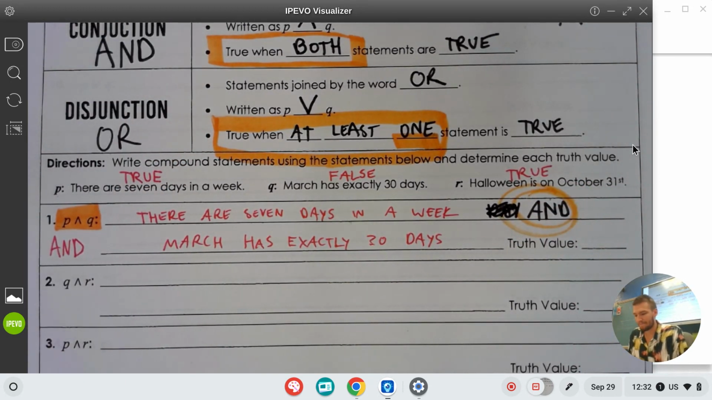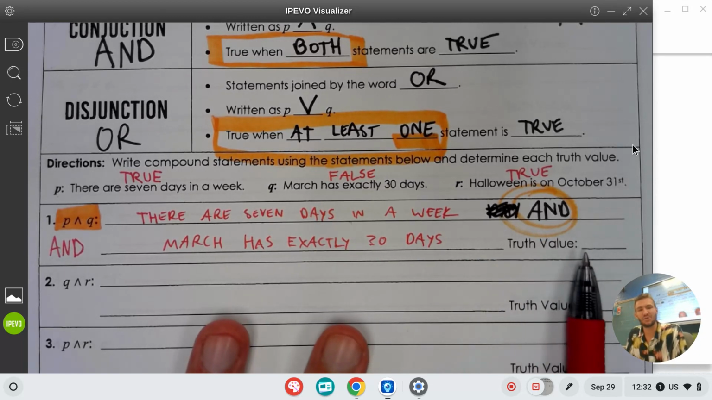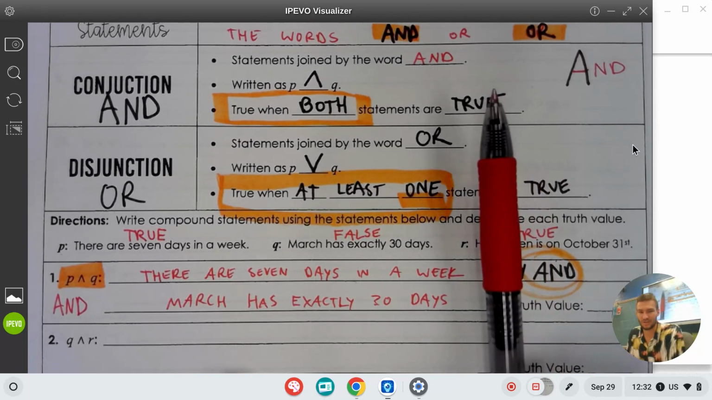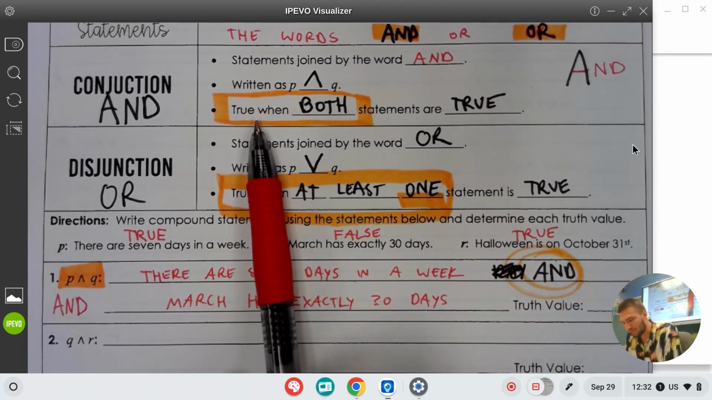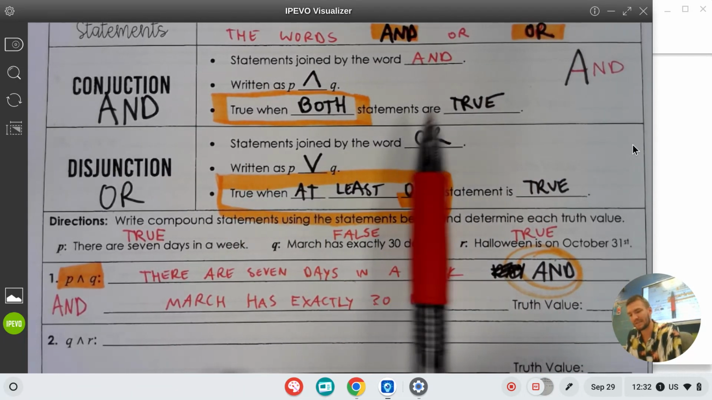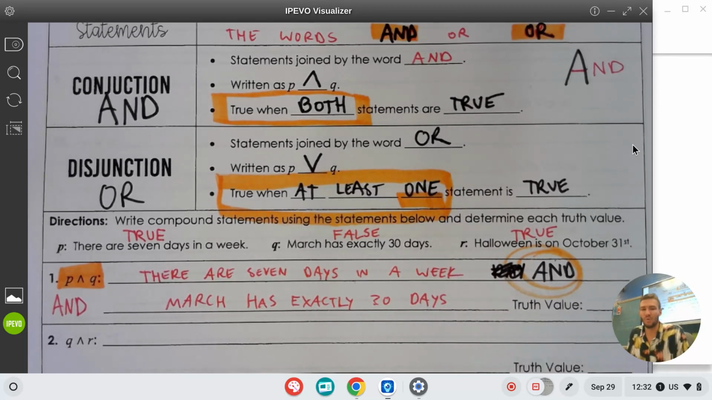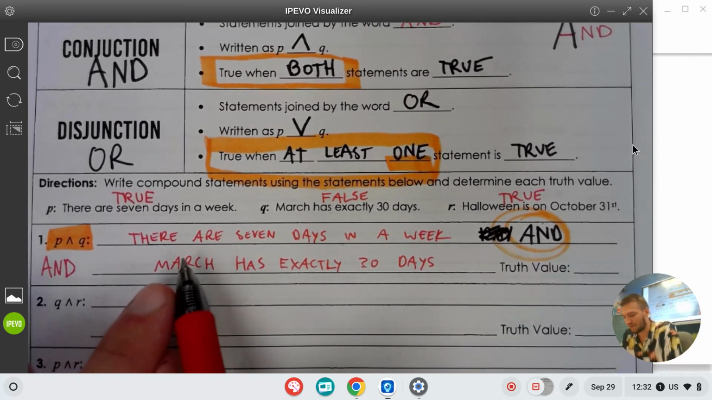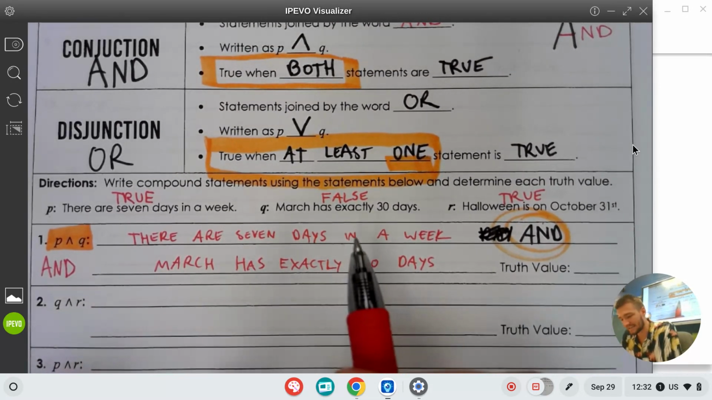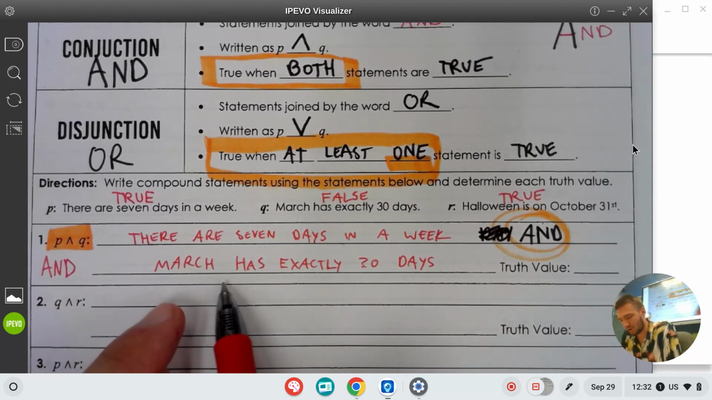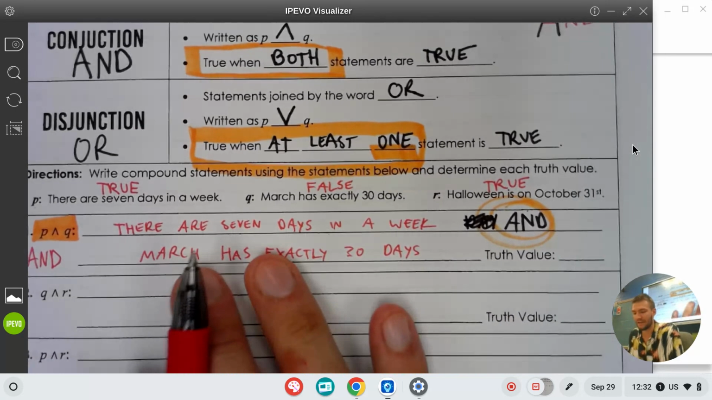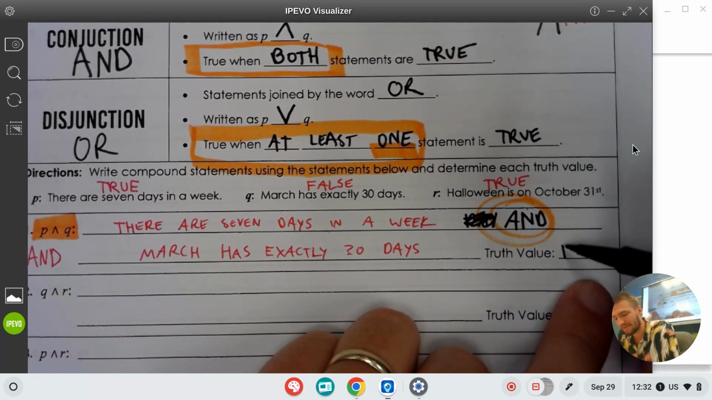And we need to come up with a truth value. As far as and is concerned, both statements must be true. For this question, are both statements considered to be true? There are 7 days. Yes. March has exactly 30 days. No. This truth value is false.